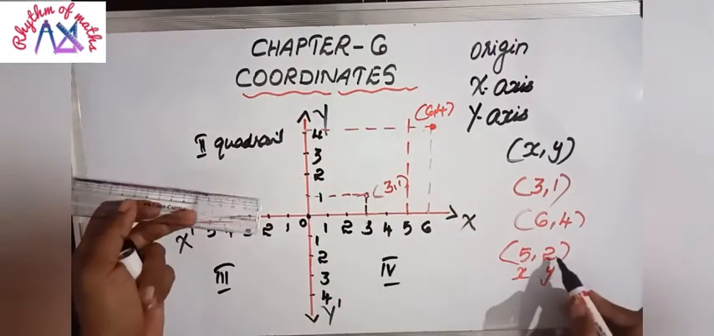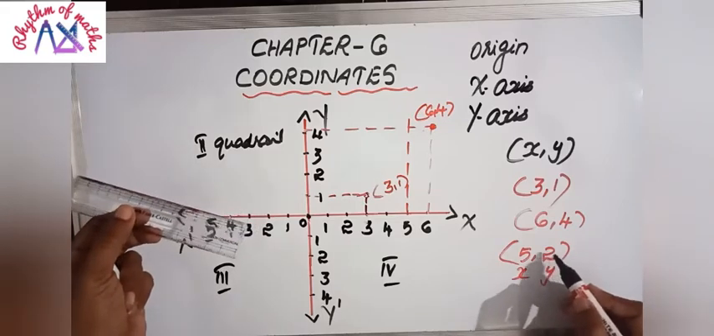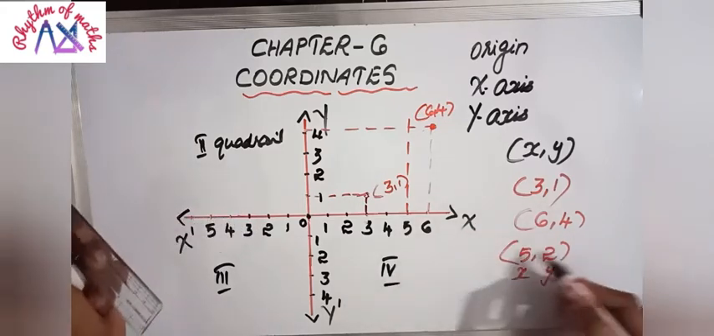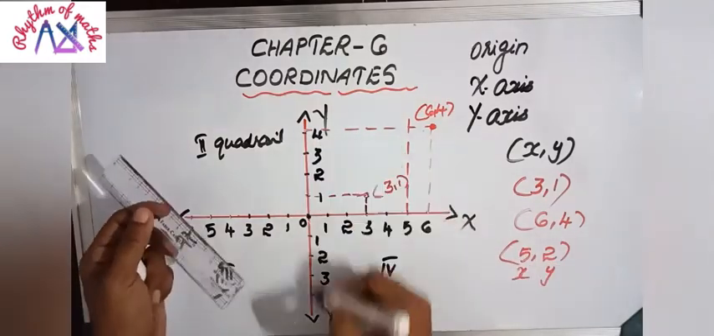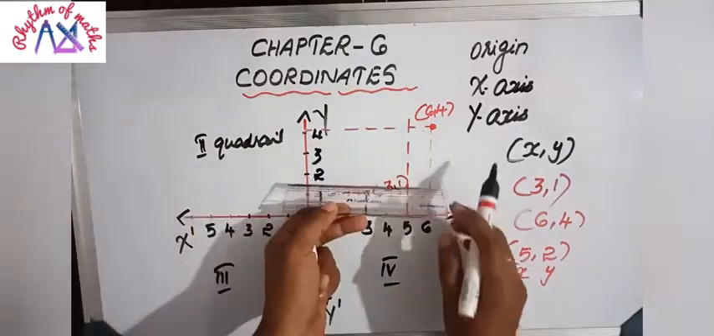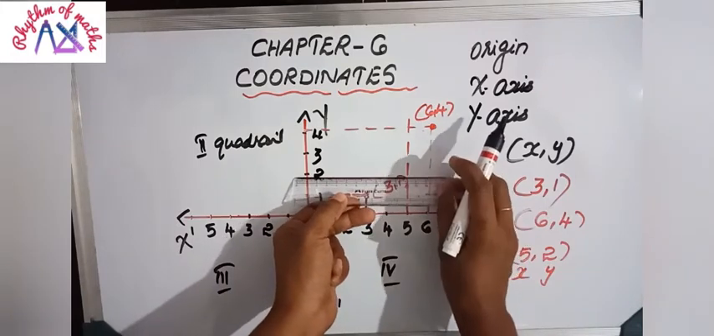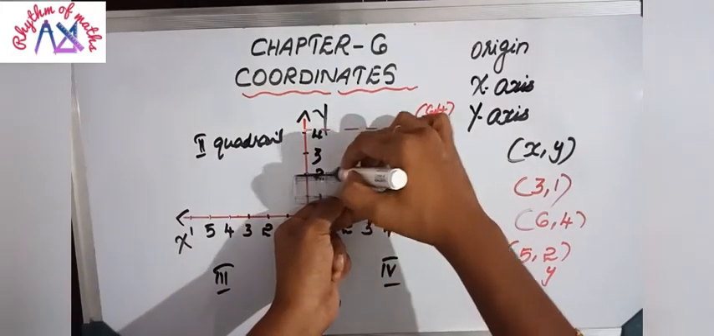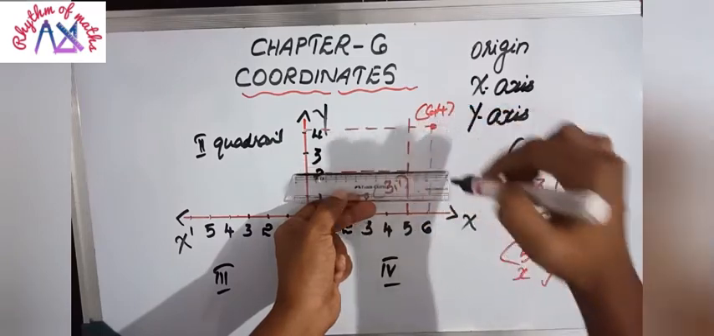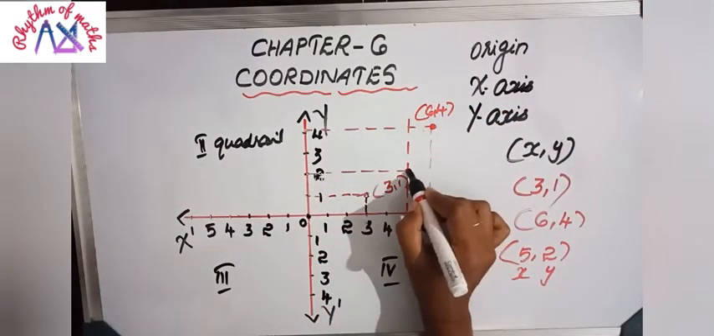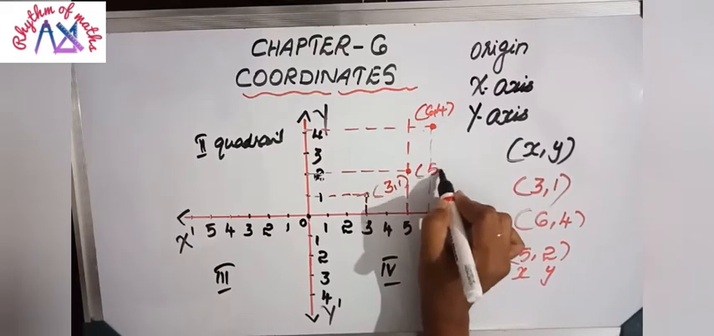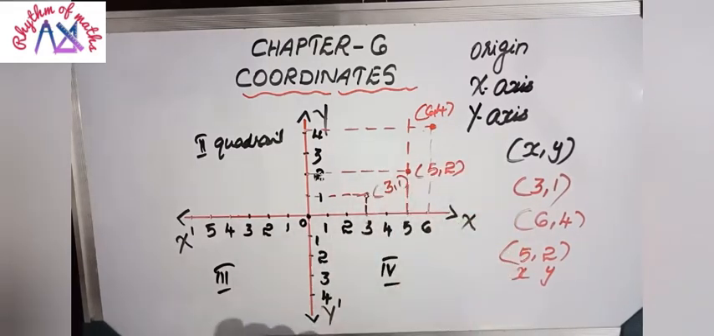Then next is the y coordinate. The y coordinate is what? 2. The y coordinate is positive 2. Both are positive. Y coordinate 2 means where is that positive 2 on the y line? Here. That means from that point 2, we have to draw a horizontal line like this. And where these two lines meet, that point will be (5, 2). This is the way to plot a point.